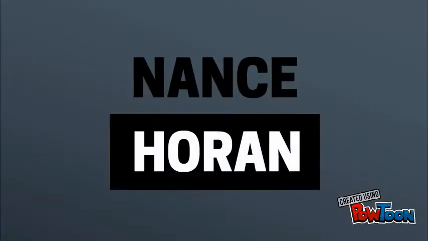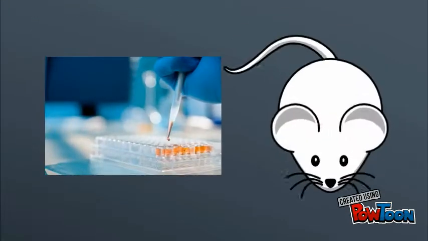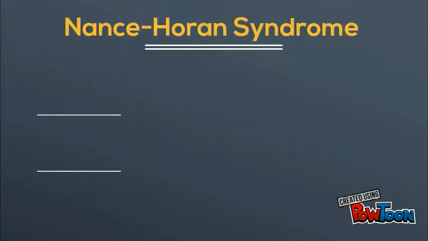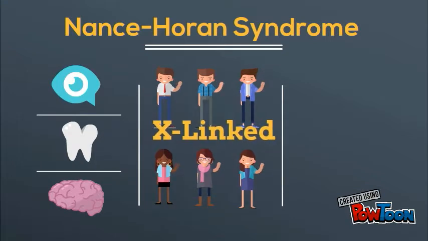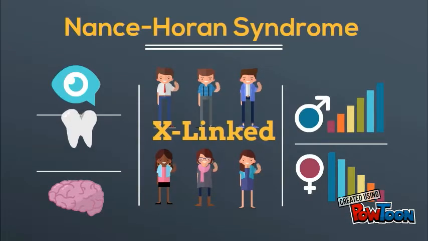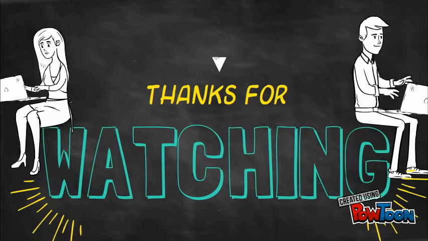Much of what we know about Nance-Horan syndrome today can be attributed to the joint efforts of Walter Nance and Margaret Horan, as well as genomic technology involved in Sanger sequencing and animal models. Cataracts, screw-like teeth, and intellectual disability, as well as X-linked inheritance and unequal symptom expression are characteristic of Nance-Horan. There's much left to be discovered about Nance-Horan syndrome, but the boom in support for genomics is bound to be a helpful player in uncovering all there is to know about this genetic disease.